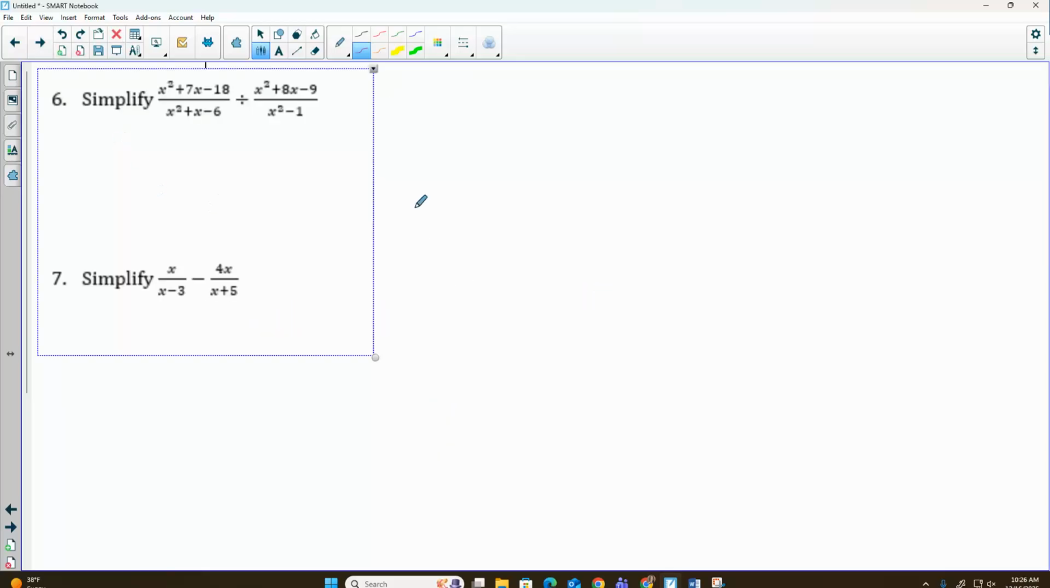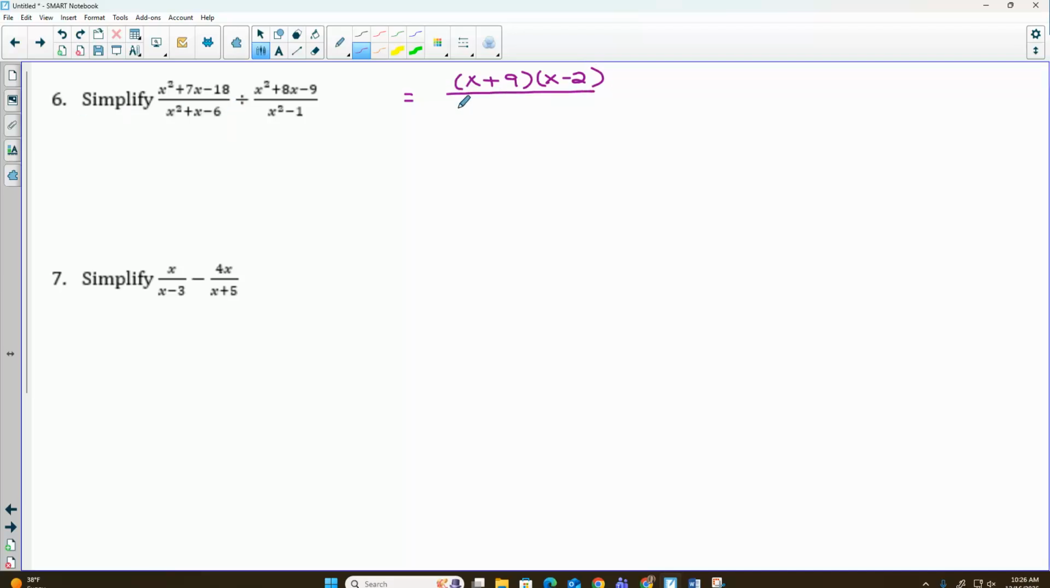6 and 7, adding, subtracting, multiplying, dividing with fractions. What do I need to do first on problem 6? Factor. So multiply to negative 18, add to positive 7 would be plus 9 minus 2. On the bottom, multiply to negative 6, add to positive 1 would be plus 3 minus 2.